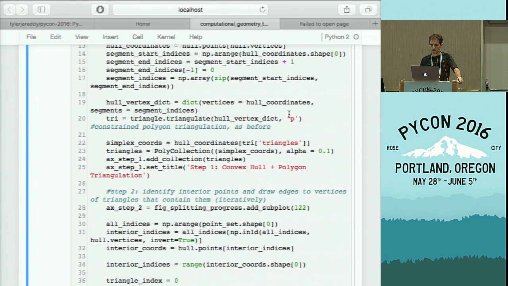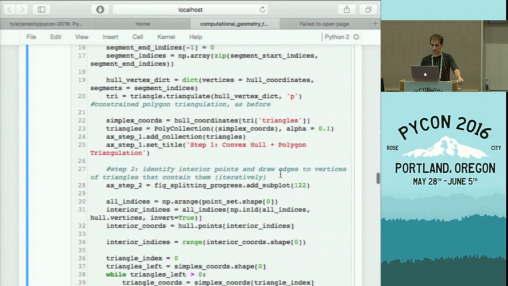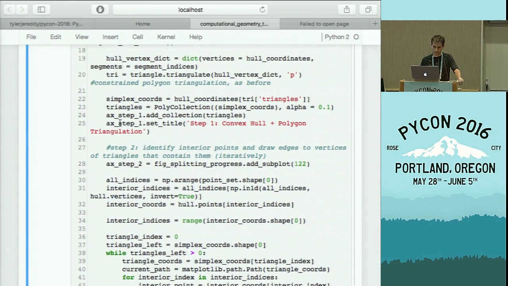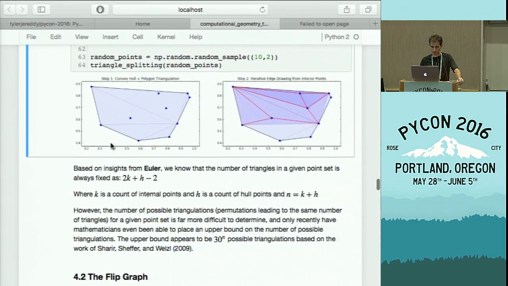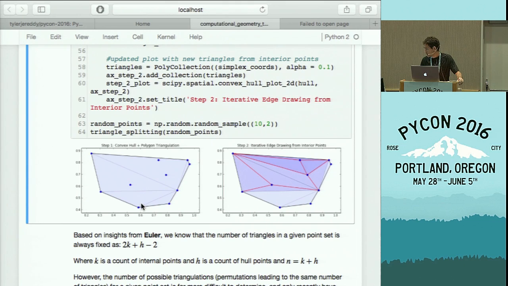Again, we're telling it, as we did before, that we're dealing with a constrained polygon, because we've taken our point set and turned the perimeter into a polygon. That's how we start off our triangulation. And we're plotting them here, so the first step is plotted below. You can see we have these triangles, and we have the interior points. Those interior points are the ones that are going to be used for producing more triangles.